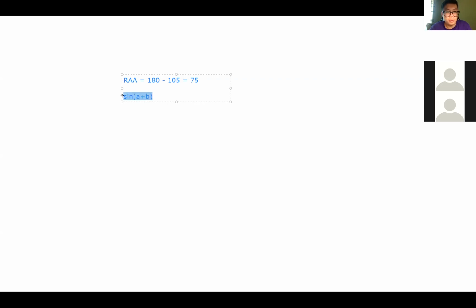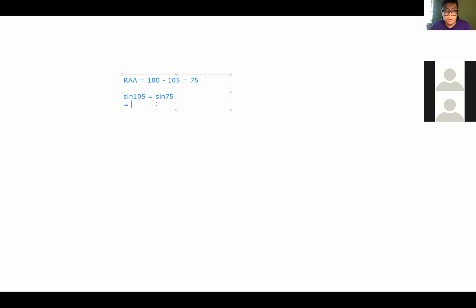And it's possible to do that. So we're trying to find sine of 105. And remember, this is equal to sine of the reference angle. We got the reference angle equal to 75 degrees. And this is also a positive ratio, because sine in quadrant 2 is positive.